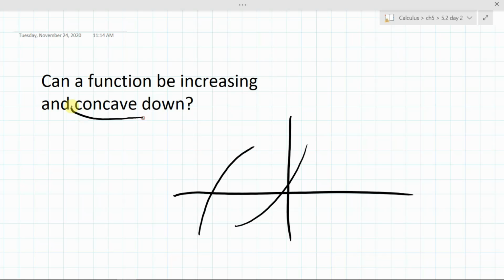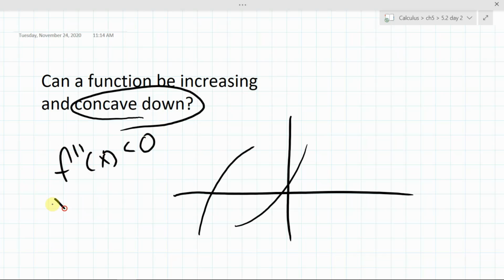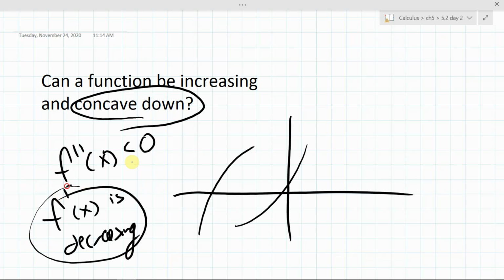But if something is concave down, we should be able to say that the second derivative is less than 0. Said another way, f prime of x is decreasing. So basically, we need something where its y value is going up, but the slope is going down. It doesn't say the slope is negative, but the slope is decreasing. F double prime is negative.